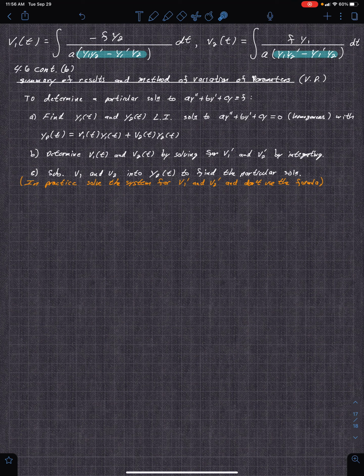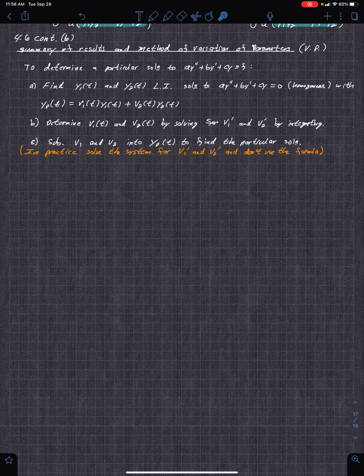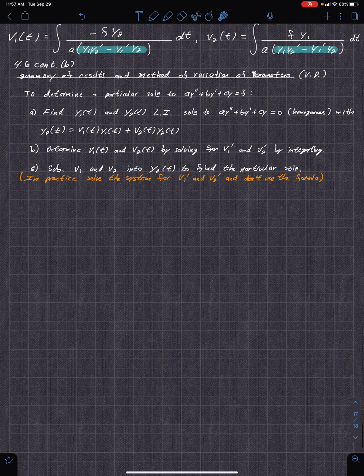All right, so first, find y1, y2, linearly independent solutions to the homogeneous case. That'll be just like we've been doing in the past for solving those systems. Then for the particular case, we assume it's going to be of this form. And then we determine v1 and v2 by solving for v1 prime and v2 prime in that system. So we solve this system here, and then integrate.